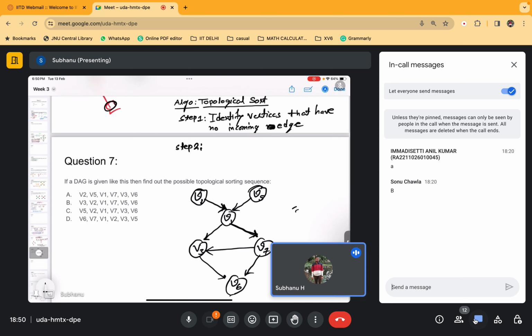So you can see that V2 and V5 have no incoming edge. Okay, fine. So I think this much you can do.